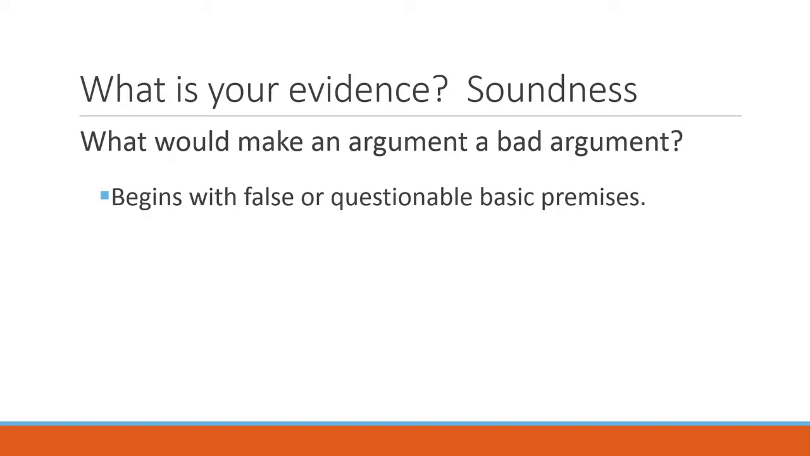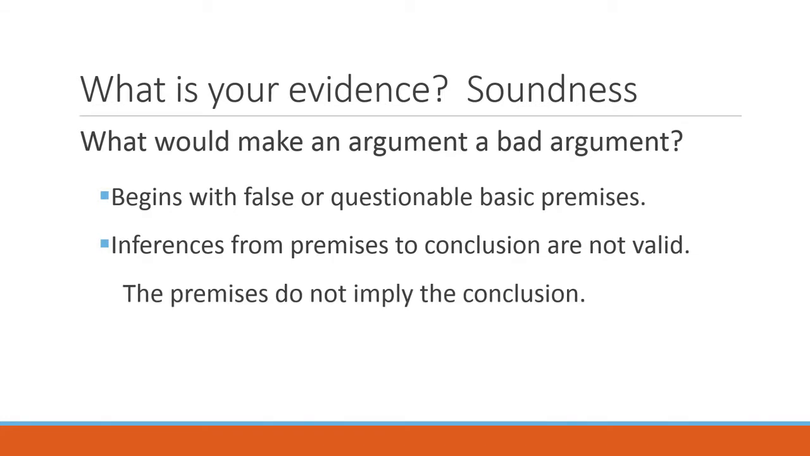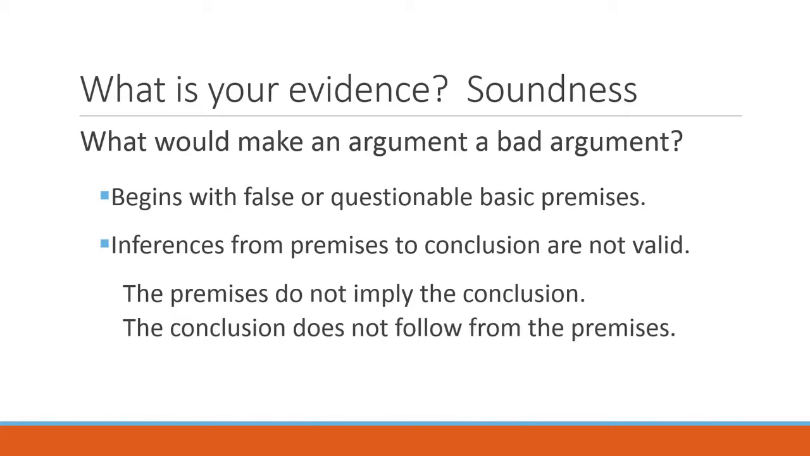So, bad arguments may begin with false or questionable basic premises, or the inferences from premises to conclusion may not be valid inferences. Two things that can make an argument a bad argument: you begin with false basic premises, or your inferences from premises to conclusion are not valid. When I say that the inferences are not valid, what that means is that the premises do not imply the conclusion. Or another way of saying the same thing, the conclusion does not actually follow from the premises.